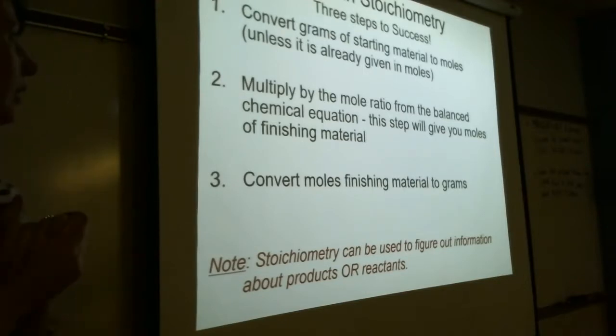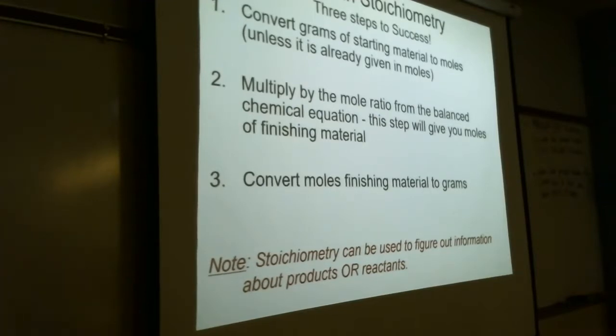So the first thing we do in stoichiometry is convert grams to moles of our starting material, unless for some reason it's already given in moles, which it's not going to be. So how do we convert grams to moles? Do we use Avogadro's number, or do we use molar mass? Molar mass, right? How do we get molar mass? Pick a number out of the air and plop it on the page? How do we get molar mass? Mass number from the periodic table, right? So if it's H2O, you'd multiply two hydrogens, molar mass 1.008, plus one oxygen, 15.999, right? There you go.